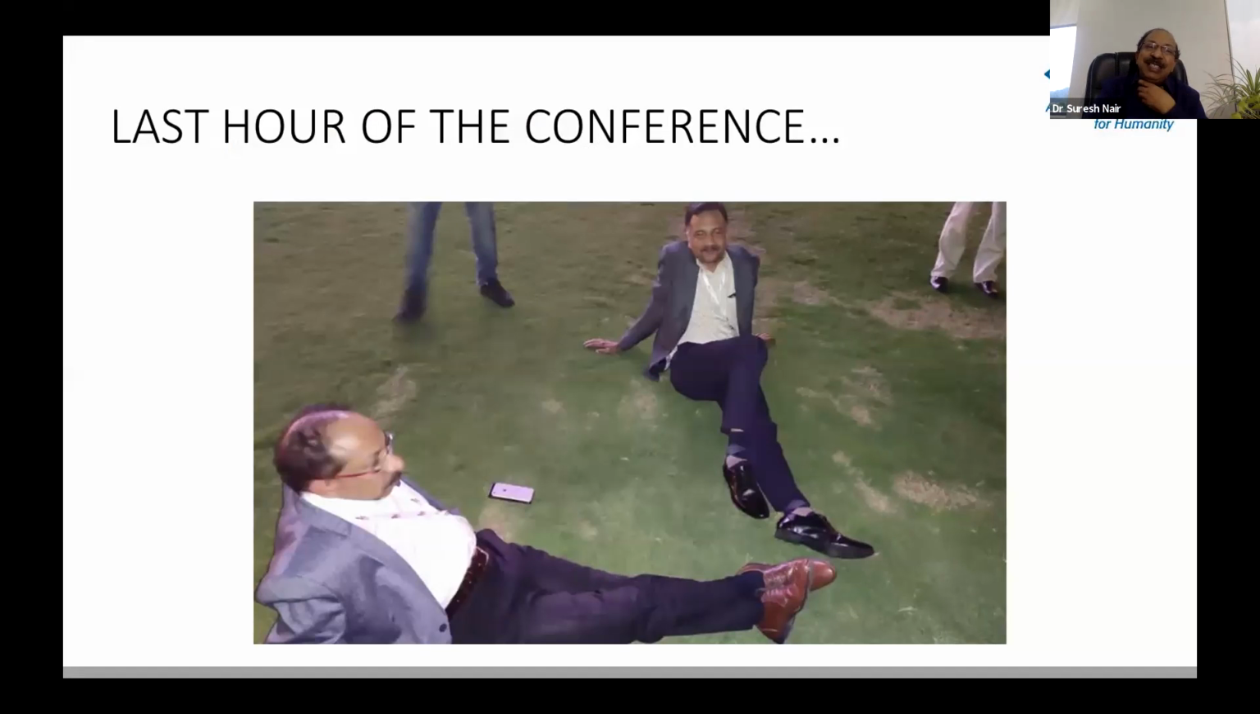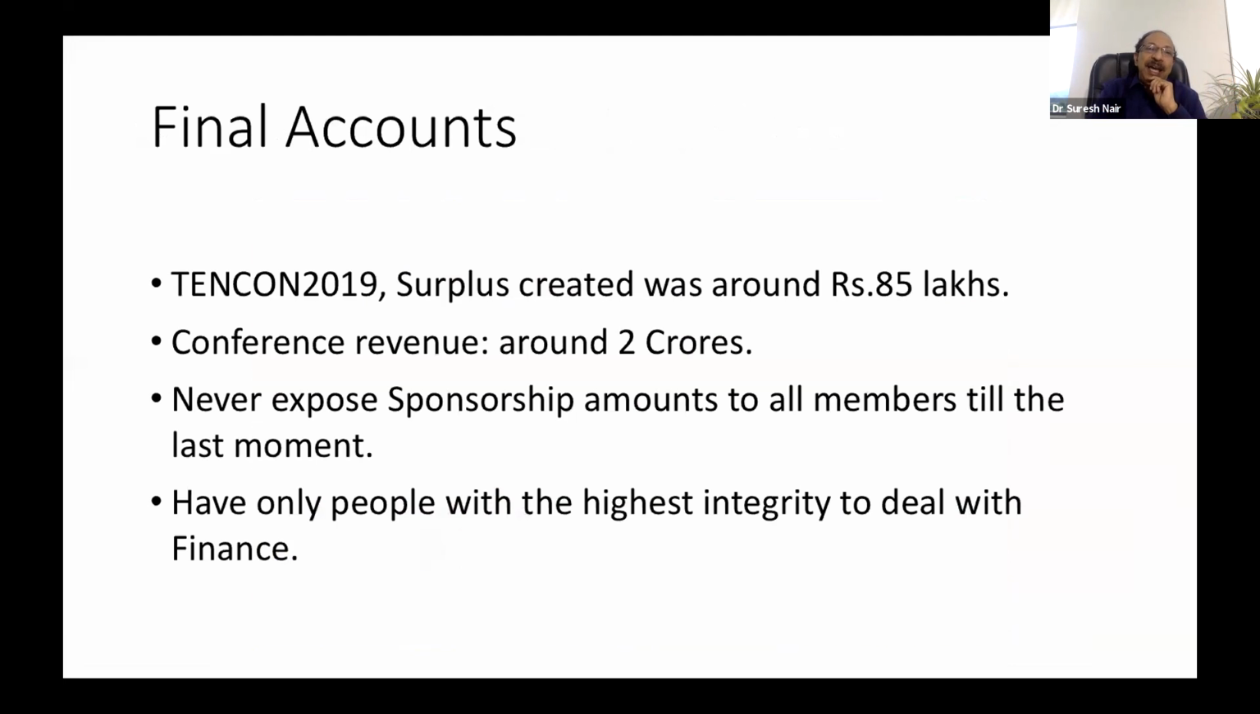So this was the last hour of the conference. You can see all the people were so tired, and that's how much energy was put in. And the final accounts, I told you, we were dealing with 40 lakhs, 20 lakhs. We had 2 crores that we could achieve. That's what I'm telling: if you think big, you will be able to achieve. I'm not giving the actual numbers, it is all of that order. And the surplus created was 85 lakhs.